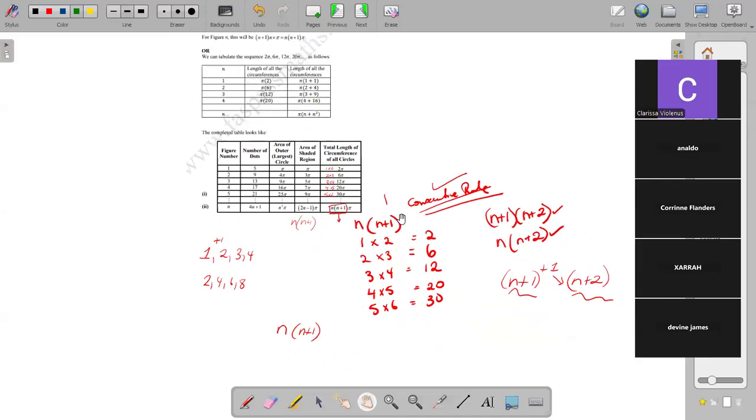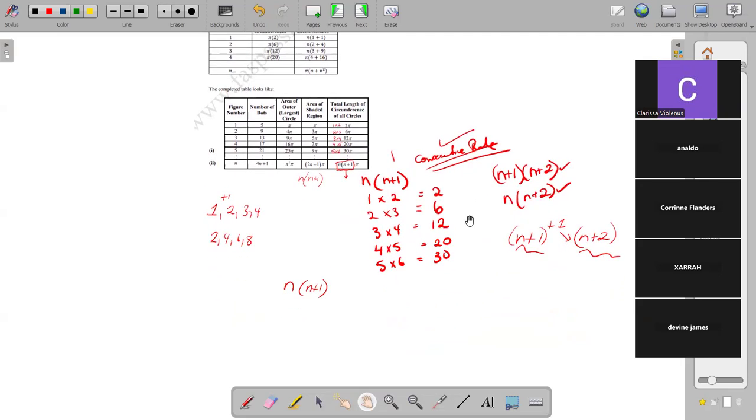Oh, there was one more rule I forgot to teach all you guys. It is quadratic, but it's a special type of quadratic. I want to show you something.